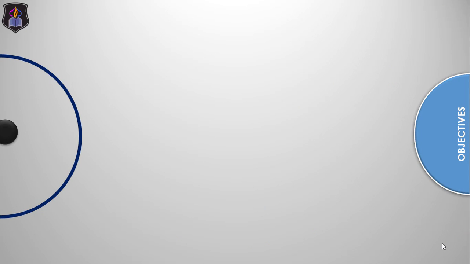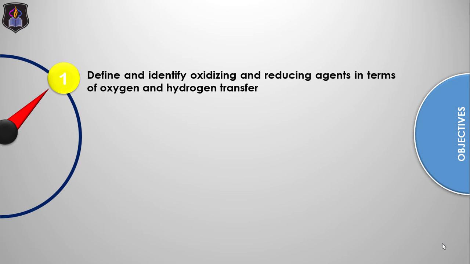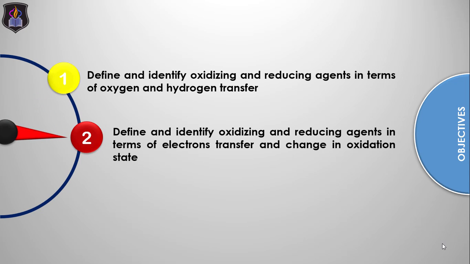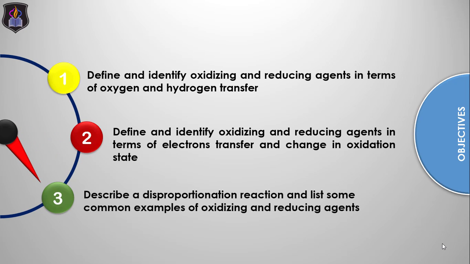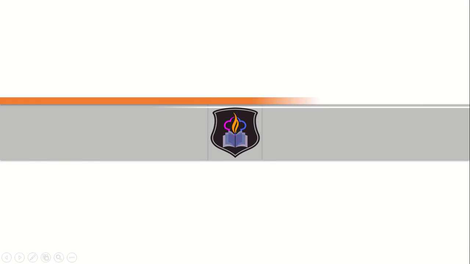By the end of this lesson, you should be able to define and identify oxidizing and reducing agents in terms of oxygen and hydrogen transfer, define and identify oxidizing and reducing agents in terms of electron transfer and change in oxidation state, and finally, you should be able to describe a disproportionation reaction and list some common examples of oxidizing and reducing agents. Go nowhere, as we'll be right back after this timeout.